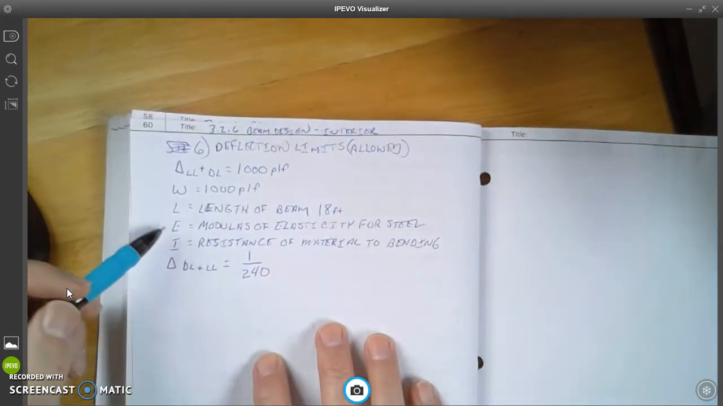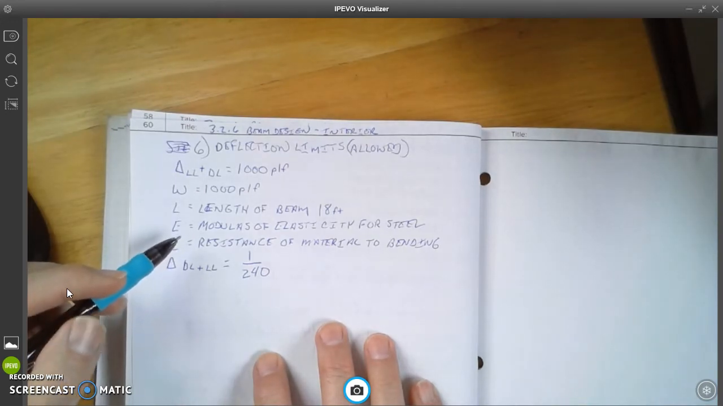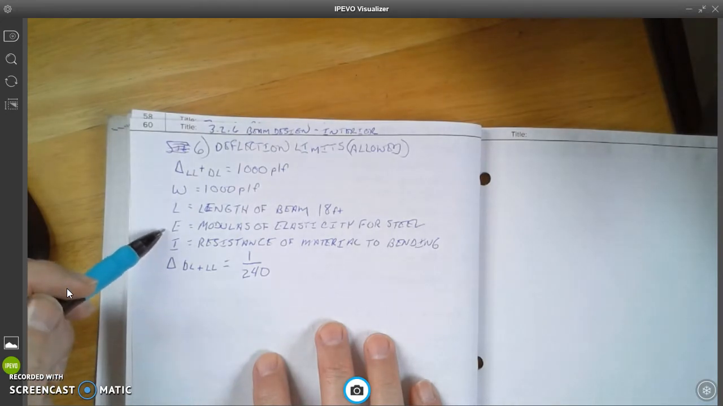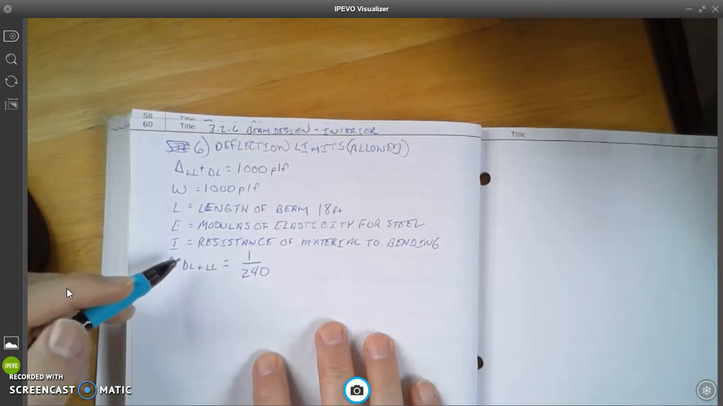The modulus of elasticity for steel, that is a given value. We'll look at that in a few minutes when we go through that. Actually, it's 29 million, just so you know what it is. And then I is the resistance of material to bending, and that's going to come from our chart.